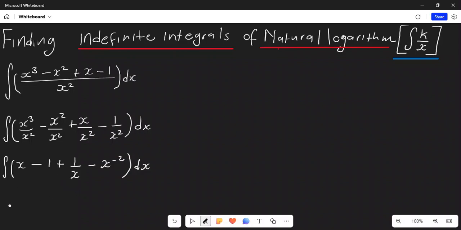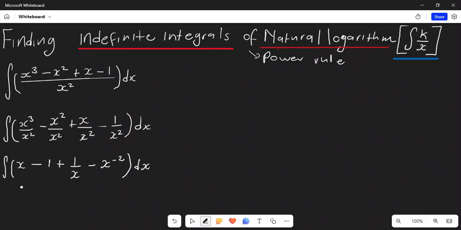Now it's time for us to find the integral. Here we're going to have two types of integral. Hence I mentioned earlier that it's not only natural log, also the power rule. Let me just write power rule as well here, so that you are able to understand. So it goes both sides. All right, so let's look at this.